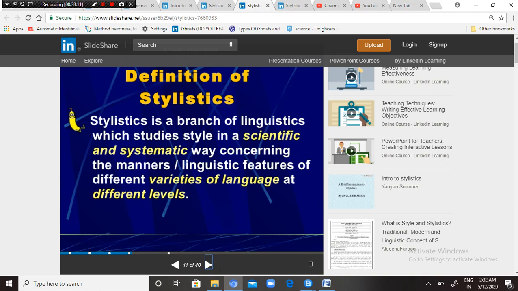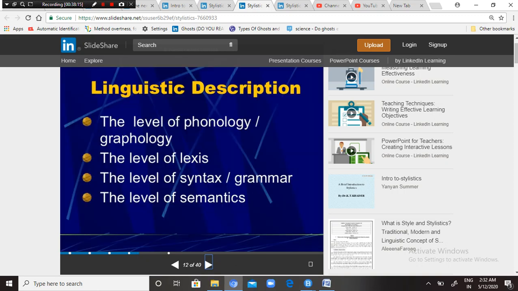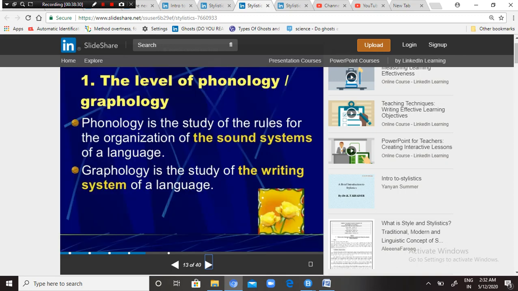The varieties of language and different levels: linguistic descriptions at the level of phonology and graphology, the level of lexis, the level of syntax and grammar, and the level of semantics. The level of phonology and graphology. Phonology is the study of rules for the organization of the sound system of a language. Graphology is the study of the writing system of a language.